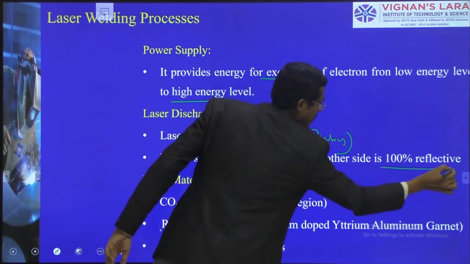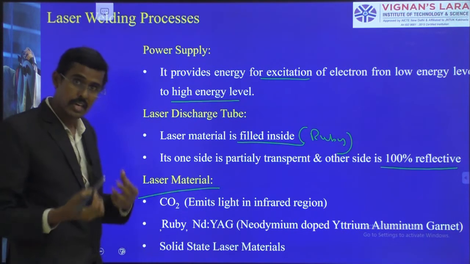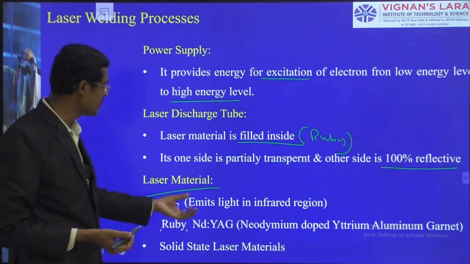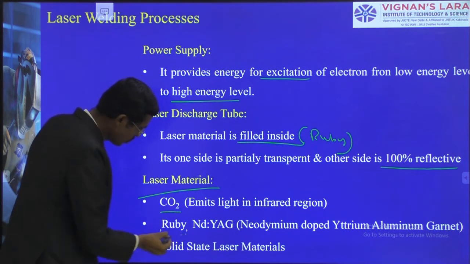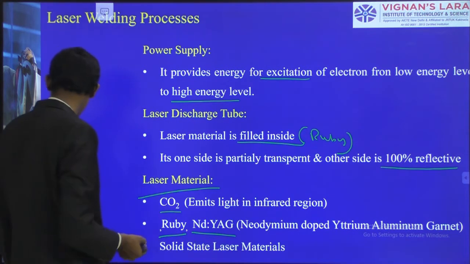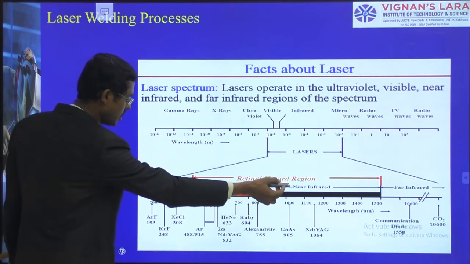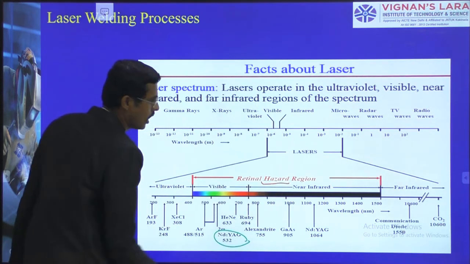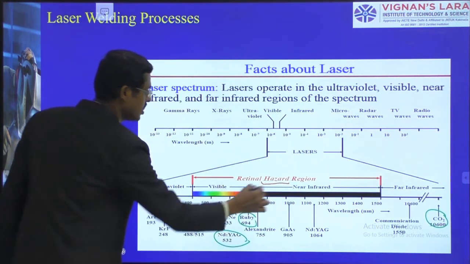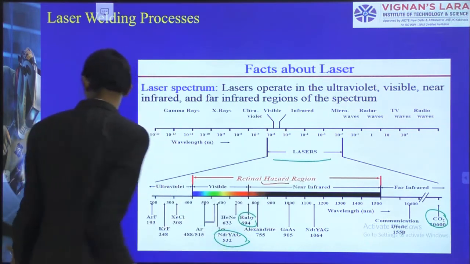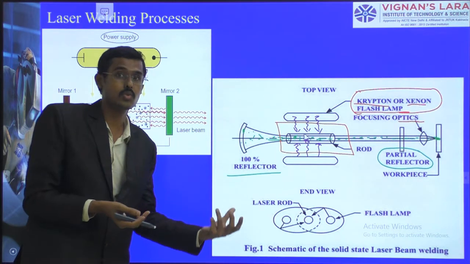One side is partially transparent, the welding side, and the other side is 100% reflective. What is the laser material we are using? Maybe CO2, which emits light in the infrared region, because CO2, ruby and Nd:YAG all come under these laser zones. That is the source we are using, and it multiplies the light.